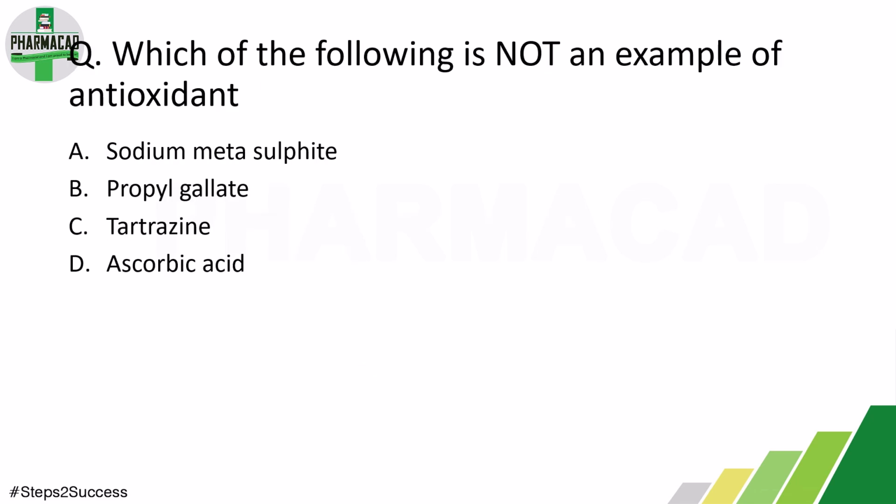Which of the following is not an example of antioxidant? Option A, sodium metabisulfite. Option B, propyl gallate. Option C, tartrazine. Option D, ascorbic acid. So the correct answer is option C, tartrazine.